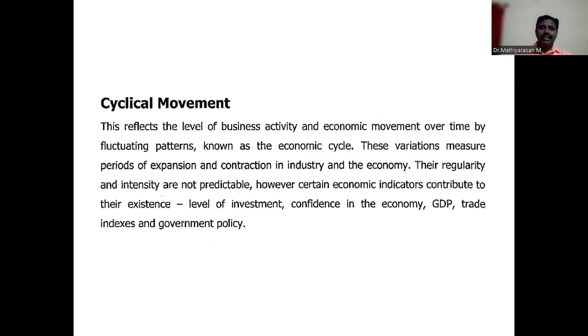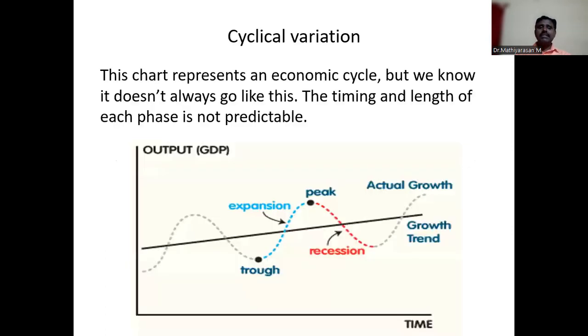Cyclical movement reflects the level of business activity and economic movement over time by fluctuating patterns known as the economic cycle. These variations measure periods of expansion and contraction in industry and the economy. Their regularity and intensity are not predictable. However, certain economic indicators contribute to their existence: level of investment, confidence in the economy, GDP, trade indexes, and government policy. This chart represents an economic cycle, but we know it does not always go like this. The timing and length of each phase is not predictable.